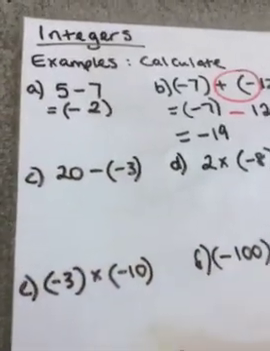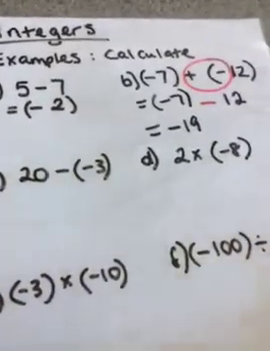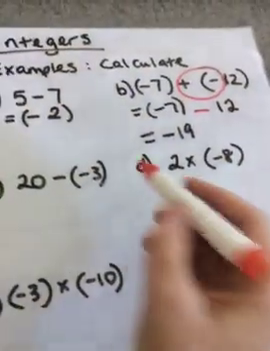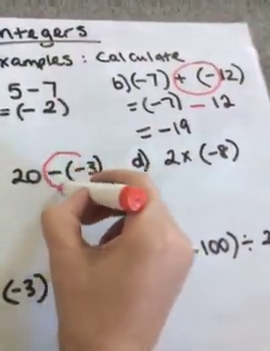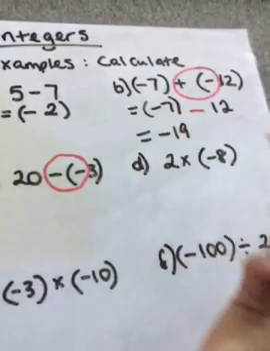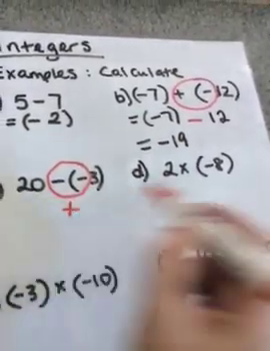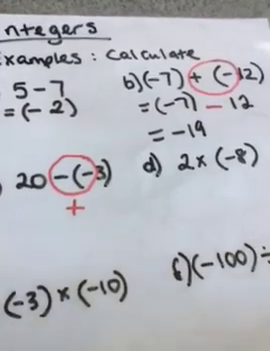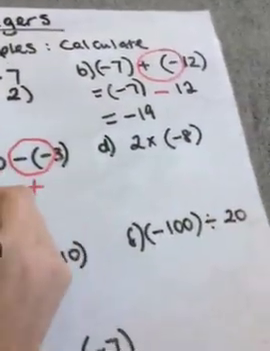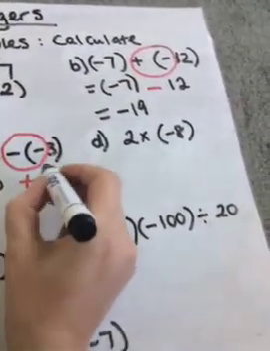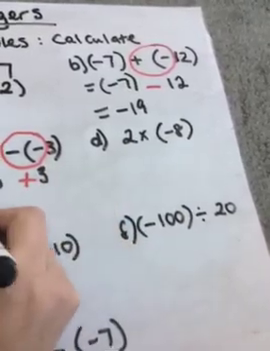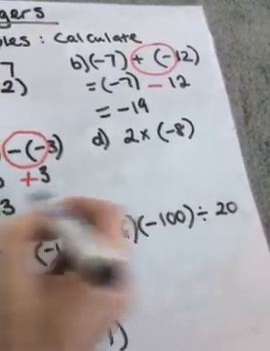Now, what happens if we've got 20 take away -3? The rule is, if we've got 2 signs the same, then we're going to change that into an addition problem. So we've got 20 add 3, which gives us 23.